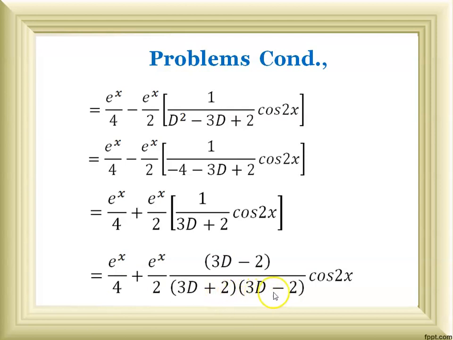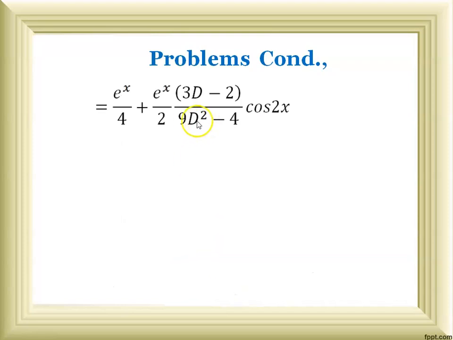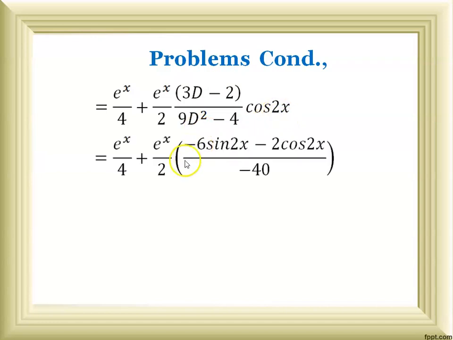So a plus b into a minus b formula is a square minus b square. So in place of a I am having 3d, in the b place I am having 2 here. So therefore after applying that formula, the denominator will be changed into 9d square minus 4. The numerator I am having 3d minus 2. It should be multiplied with this cos 2x. As well as I need to make a replacement d square by minus 2 square. So parallelly I am doing that. So d square by minus 2 square value is 9 into minus 4 is minus 36. Minus 36 minus 4 is minus 40.